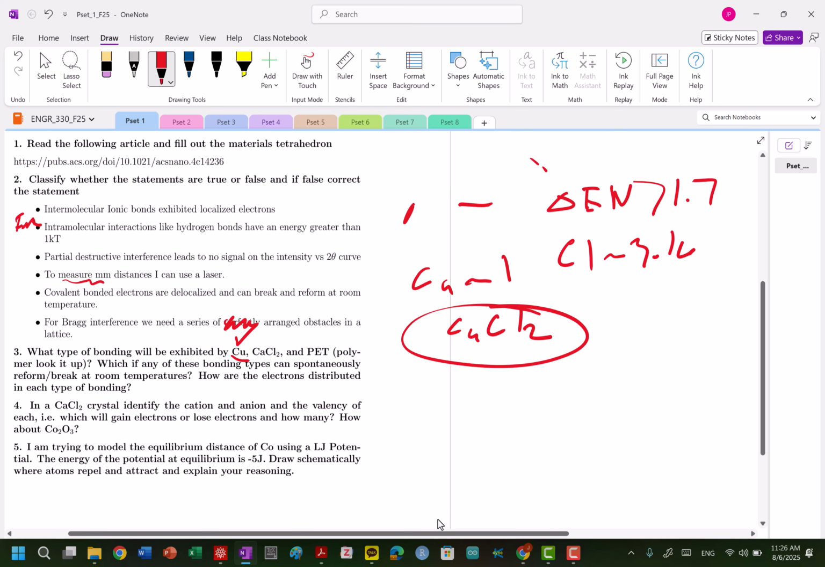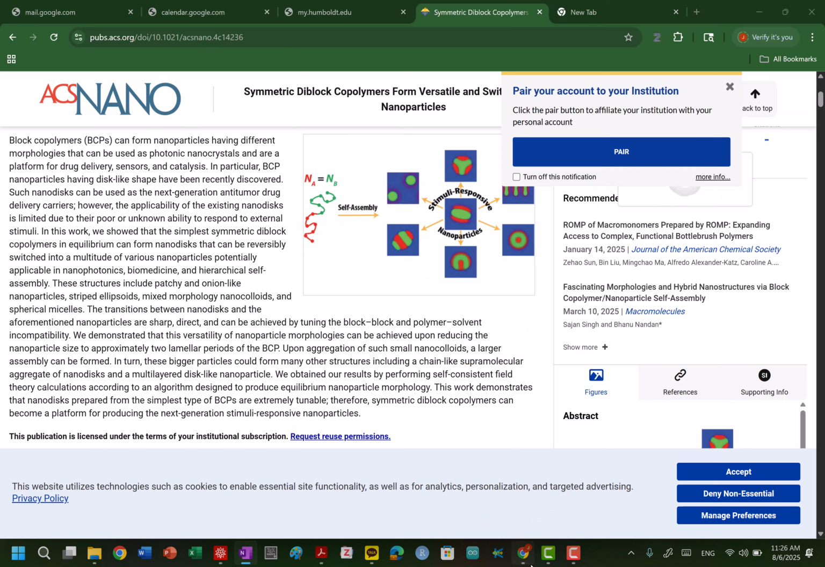So can it break and reform at room temperature? Definitely not. How are electrons distributed? If it's that strong of an ionic bond, they are very localized. I mean, but even if covalent and all those other things too.